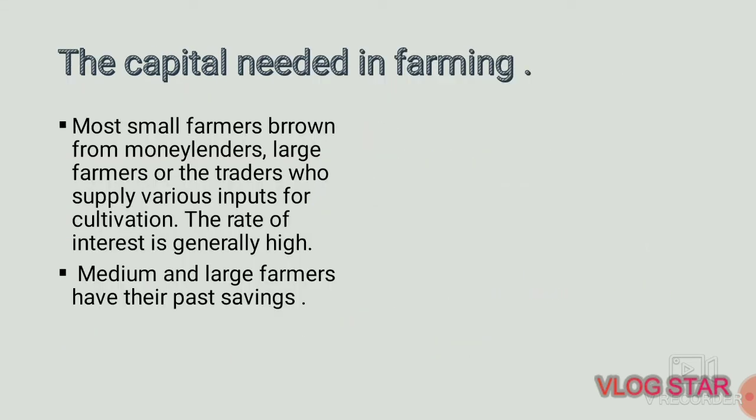Next, the capital needed in farming. So you have seen land, what was the condition of land and how it is distributed. Second, you have seen what was the condition of labors and who provide the labors to the large and medium farmers. Next, third is the capital. You have already seen the factors. So the third factor is physical capital.